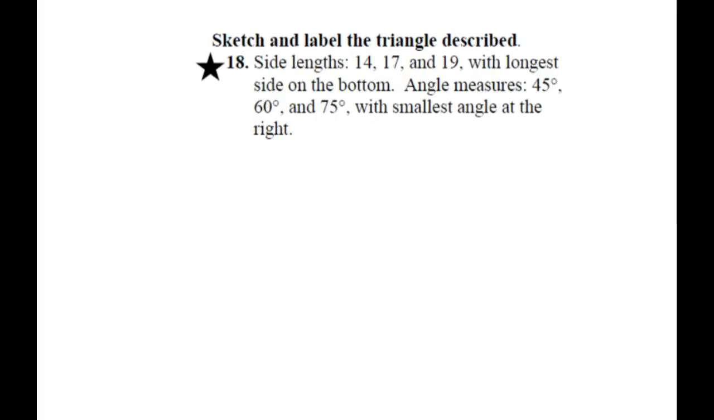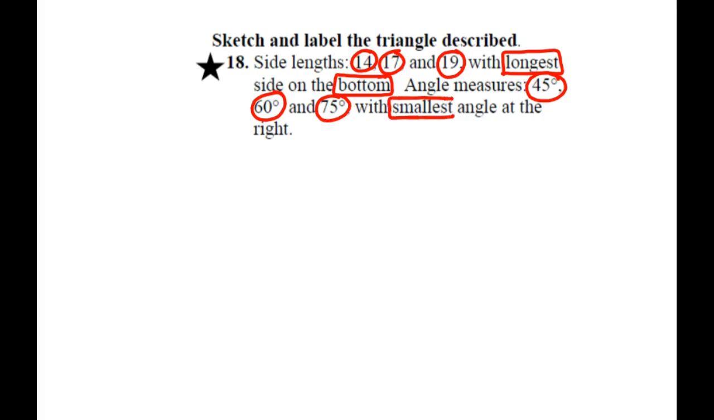All right, number 18, it's a bit wordy, so this might be a good one to use the cubics for. So let's circle. First let's read it. We're going to sketch and label a triangle for this. The side lengths are 14, 17, and 19, with the longest, which might be a good one to box, at the bottom. Now, that bottom is a key word there. It might not be good vocabulary, but it's definitely a key word. Our angle measures are 45, 60, and 75, with the smallest being at the right.